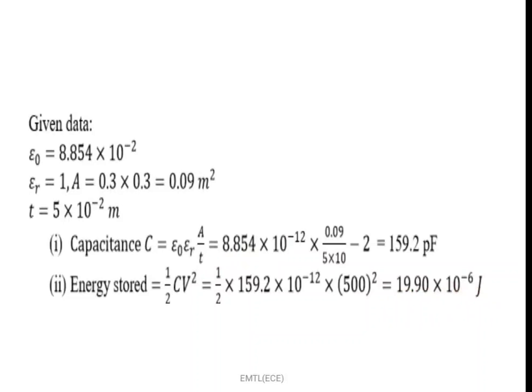And further we have to calculate the energy density. So the energy density formula is half epsilon naught E square. So 1 by 2 epsilon naught value is 8.854 into 10 power minus 12 into 10 power 10.